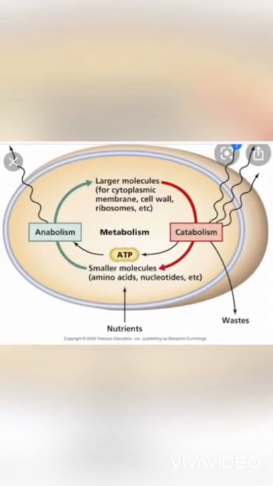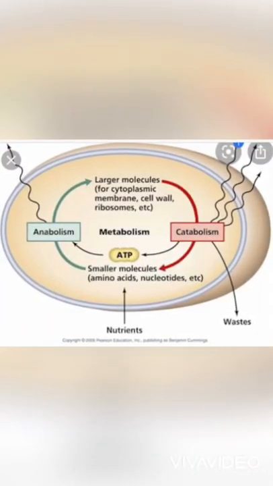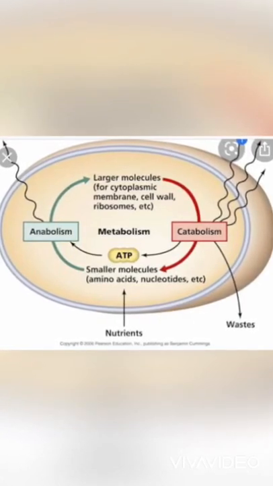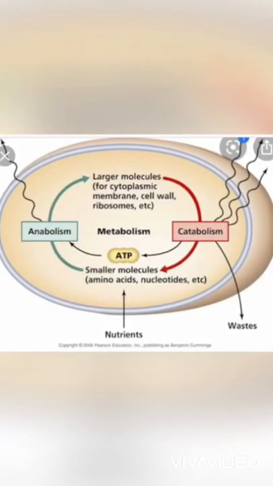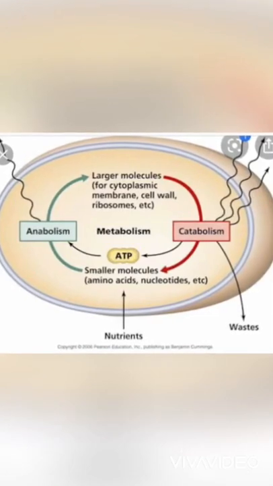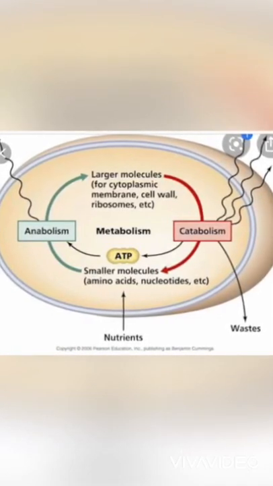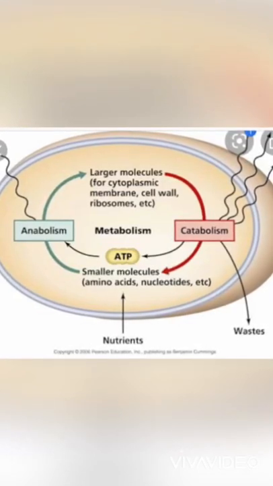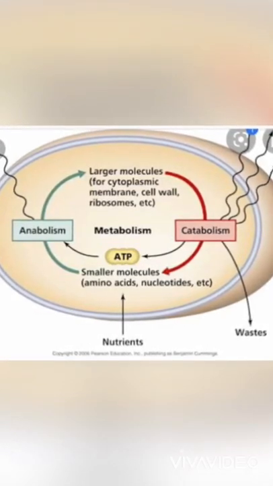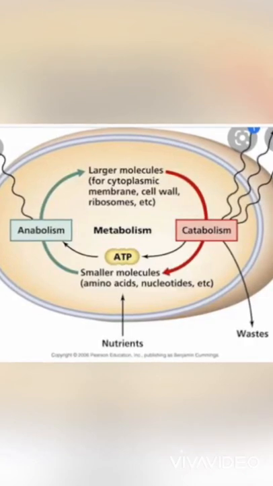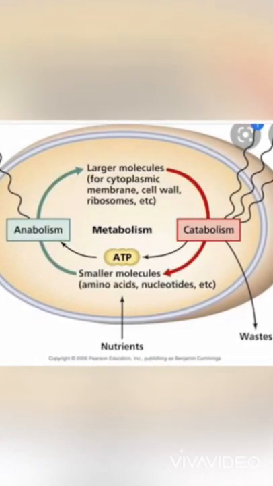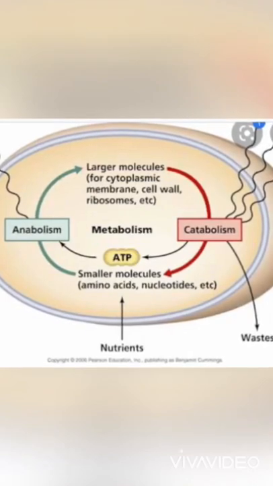And as you can see on the chart, microbial metabolism is the process by which a microbe obtains the energy and nutrients, and the carbon, it needs to live and reproduce. So we can clearly see that larger molecules, membranes, cell walls, and ribosomes are built through catabolism and anabolism, and then in the metabolism.